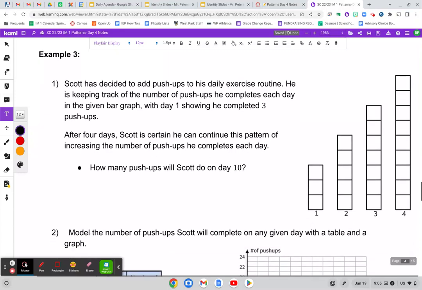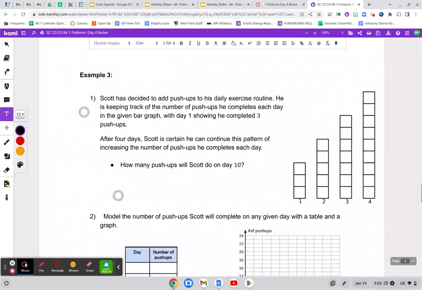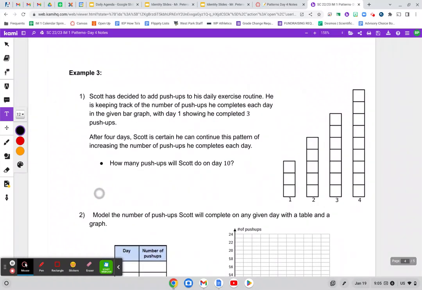All right. So now let's look at our boy Scott here. Scott has decided to add push-ups to his daily exercise routine. Good for him. He is keeping track of the number of push-ups he completes each day in the given bar graph, with day 1 showing he completed 3 push-ups. Well, our boy Scott here looks like he's getting stronger at an arithmetic pace, because it looks like he added 2 on after day 2, 2 more on after day 3, and 2 more after that for day 4.